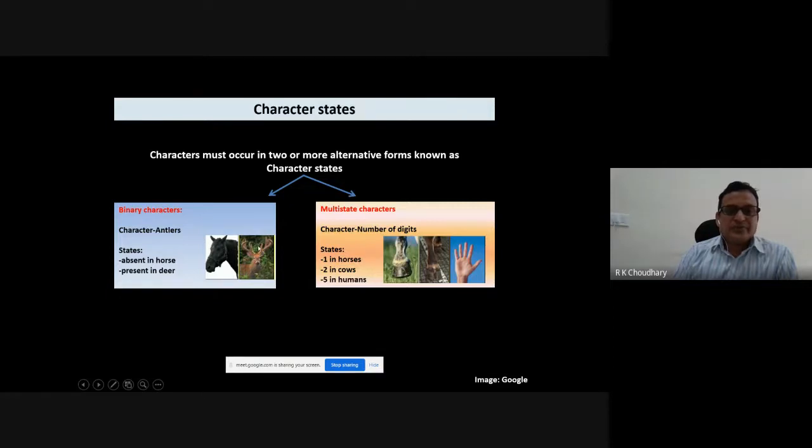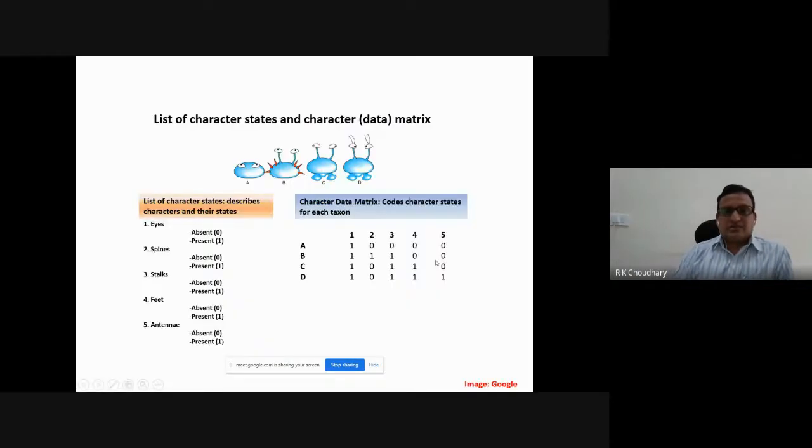But many times, you will see the same character present in different forms. Suppose I give you the example of hooves. In horses there is one hoof, in cows it is divided, so it is two, and in human beings there are five. So it is the same character, but present in multiple different forms. That's why such characters are called multi-state characters. We call them binary characters if the character is either absent or present, and multi-state characters if the same character is present in three or more different forms.